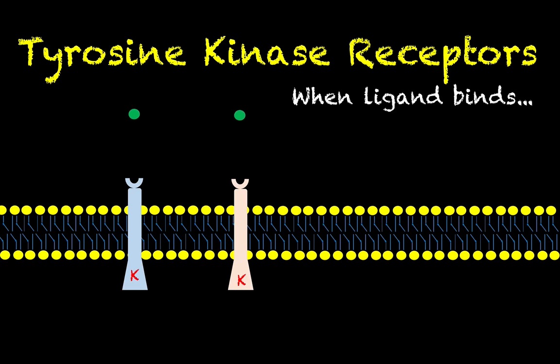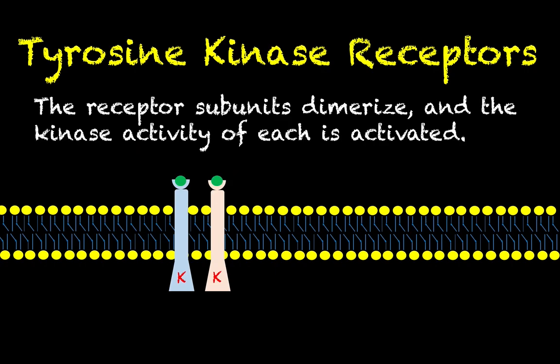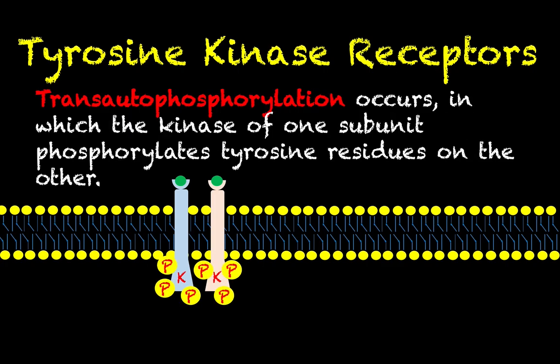When the ligand binds to these receptors, we're going to see dimerization of these two subunits, which means that the two separate subunits come together and come in close proximity to one another. And what this is also going to accomplish is it will activate the kinase activity of each subunit. Now, what's going to be interesting about what happens here is we see kind of a unique process happening. This is called transautophosphorylation. If that sounds like a mouthful, that's because it is.